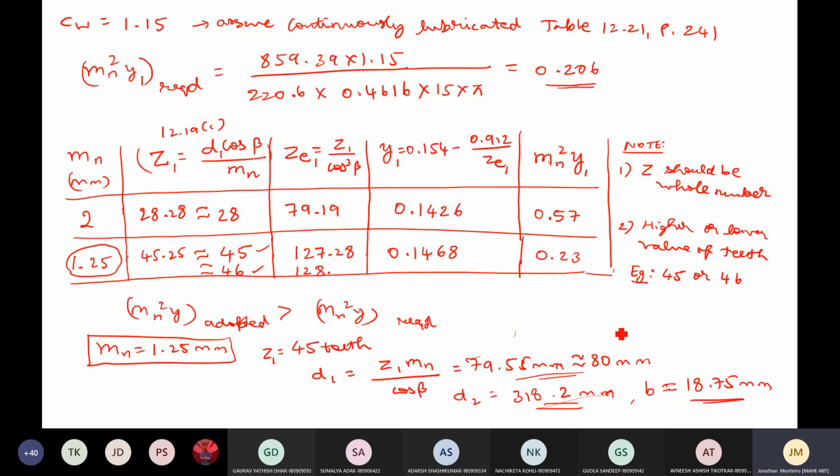Center distance you can also calculate once D1 and D2 are done. So center distance, I think, is given by A or C. Whatever it is, (D1 + D2) by 2 comes to around 198.875. Once Z1 is set as 45, then Z2 should be 4 times that, so 180.